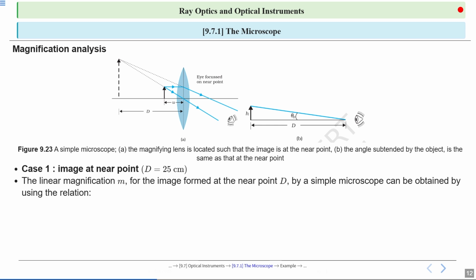The linear magnification M. In this point, we introduce the formula for linear magnification, denoted as M. This formula is essential for determining how much larger the image appears compared to the actual object, where V is the image distance and U is the object distance. The formula also incorporates the focal length f of the lens, which is a key factor in the magnification process.